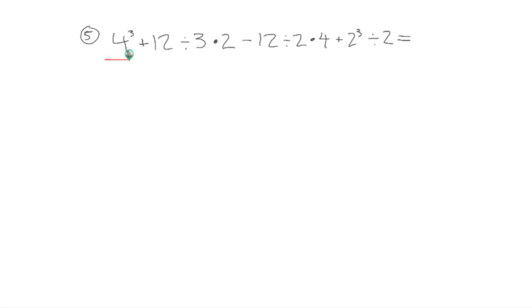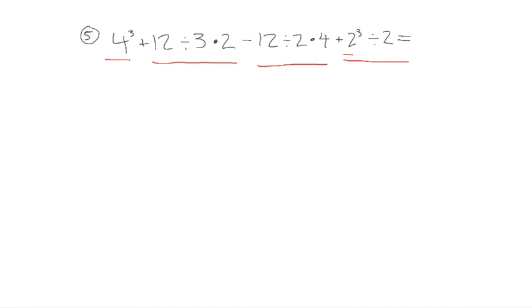There's one right here, and there's an exponent here as well next to a division problem. There's also division and multiplication left to right. Here we have that again, multiplication and division left to right. So we have a few things that we can simplify here.